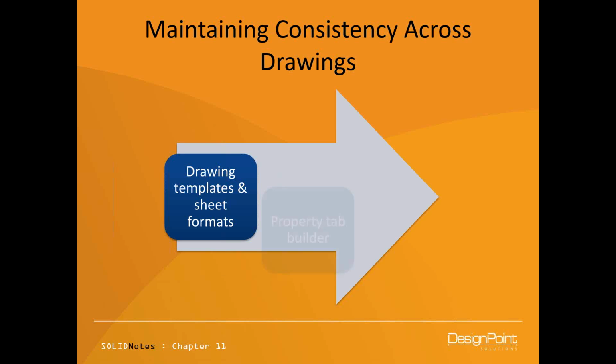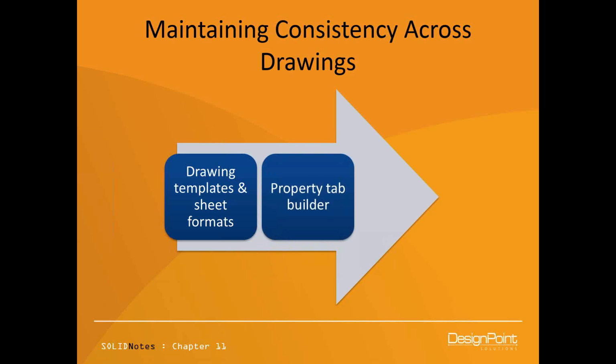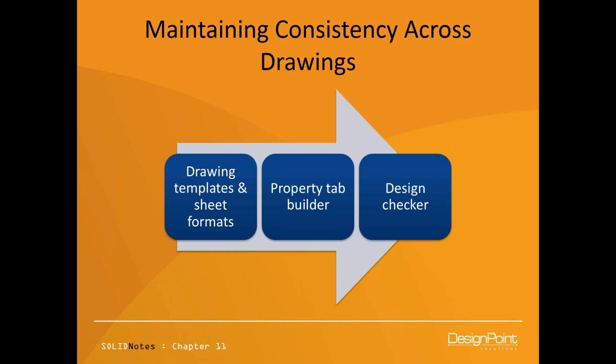Then we're going to see how we can use the Property Tab Builder to maintain consistency in custom properties that we apply as we create our drawing. And then finally, we'll take a look at how we can take our drawings and make them more consistent after we're finished adding content. So there are 3 places that we're going to add in some consistency.